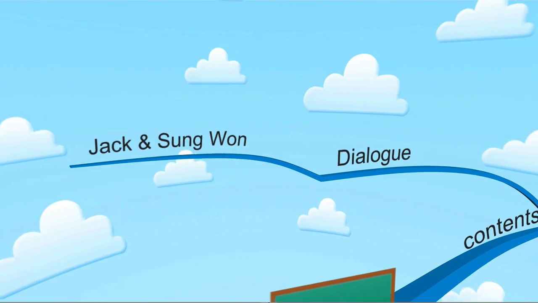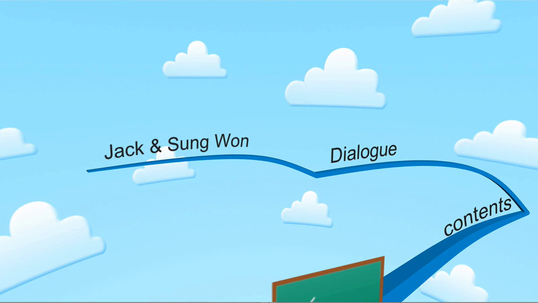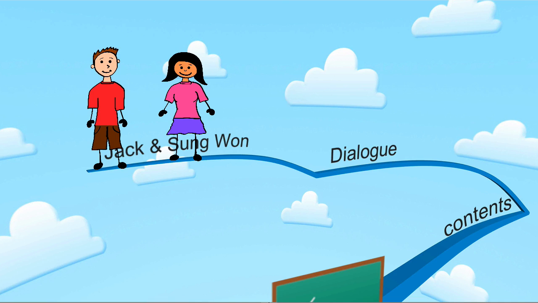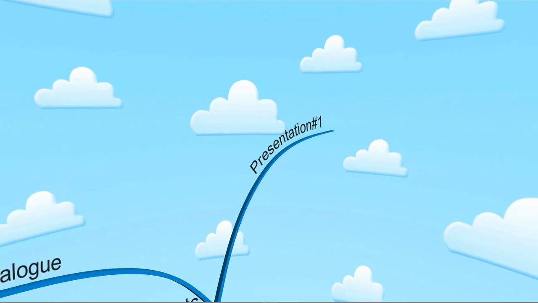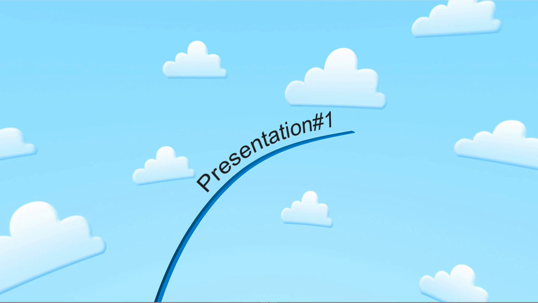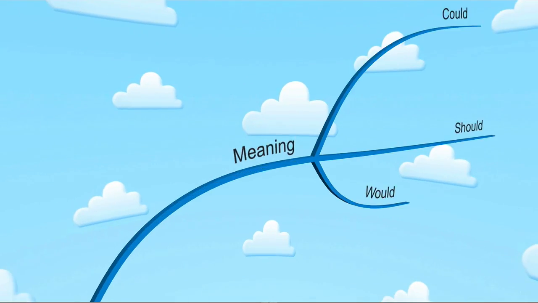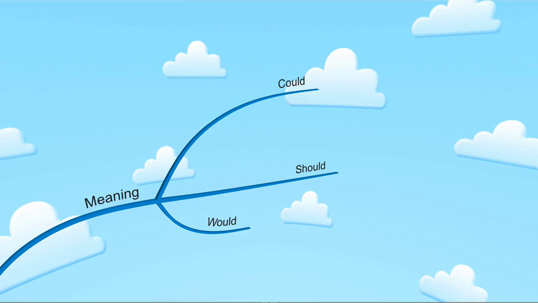First, you'll see a dialogue between Jack and Sung-won. Jack is planning to go to Korea, and his friend Sung-won will be giving him some advice about what to do while he's there. Then we'll move on to the first grammar presentation. It'll begin with a look at the meaning of these three verbs.